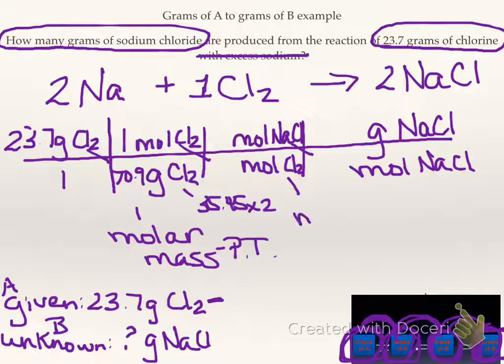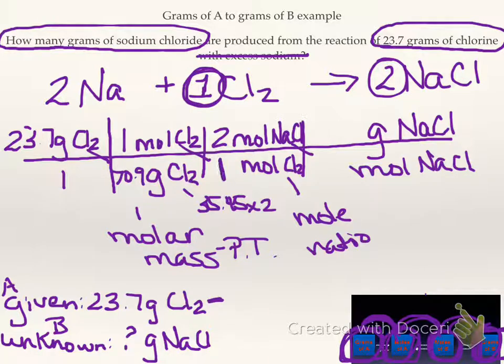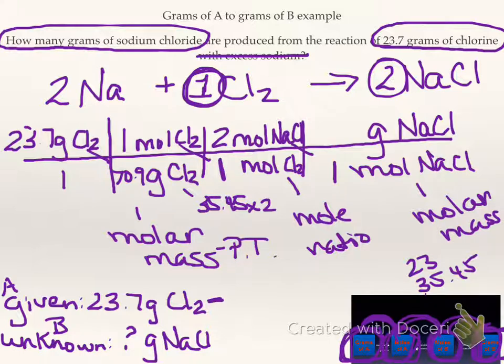When we have moles to moles, that's the mole ratio. Where do we get the mole ratio? From the coefficients of our balanced chemical equation. So we've got moles of sodium chloride is 2. Moles of chlorine, coefficient is 1. And then finally we have grams over moles. We know that that again is molar mass from the periodic table. So we have 1 mole is equal to, now we have to add up, sodium's 23, chlorine is 35.45. So I believe if I did my math right, we get 58.45 grams of sodium chloride.